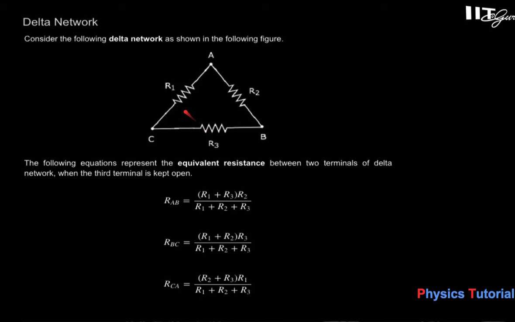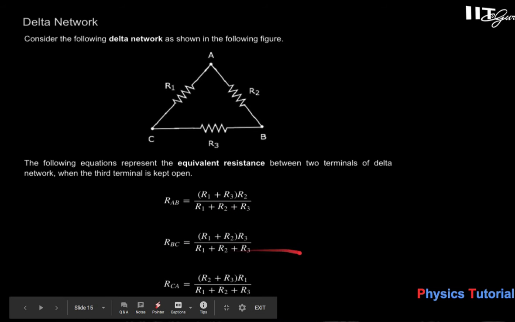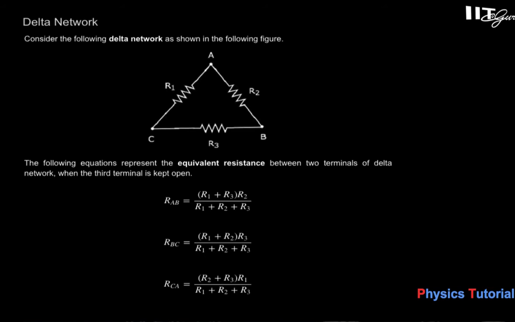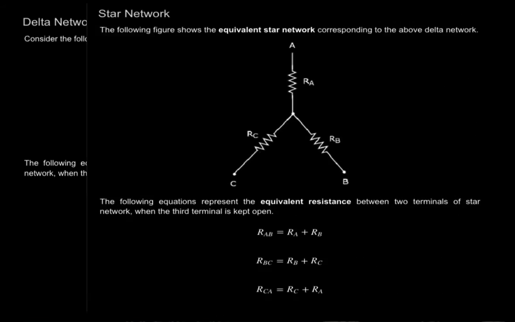R1 and R3 in series give R1 plus R3, and as it is in parallel to R2, the result is (R1 plus R3) into R2 upon R1 plus R2 plus R3. This is the parallel connection. Similarly, go for BC. Between B and C, R1 and R2 are in series, which is parallel to R3. Similarly, RCA, the equivalent between A and C, is (R2 plus R3) into R1 upon R1 plus R2 plus R3.